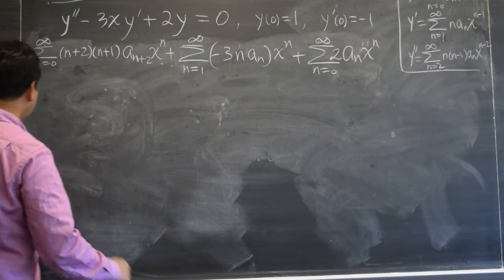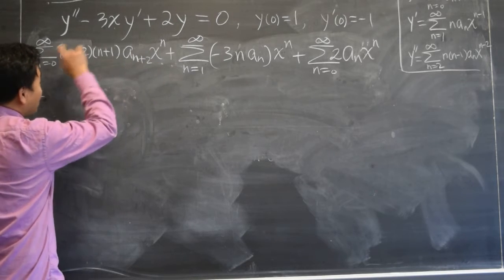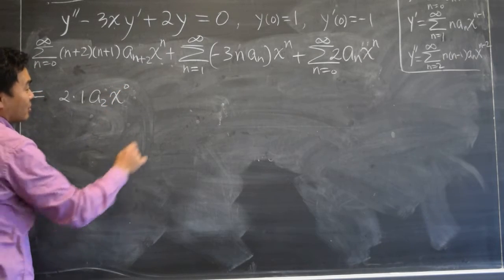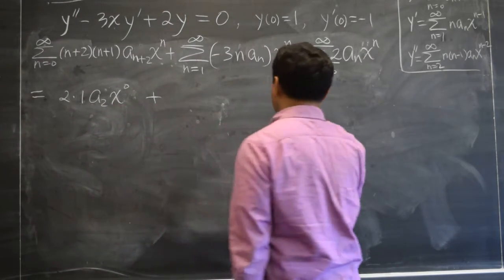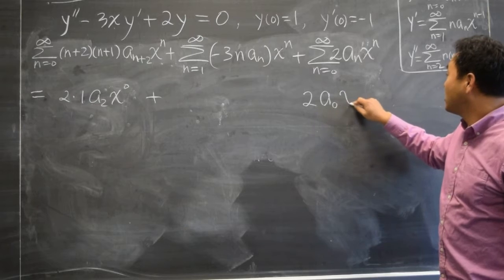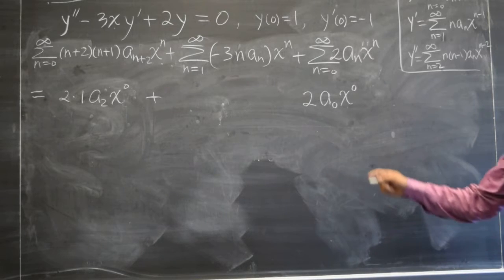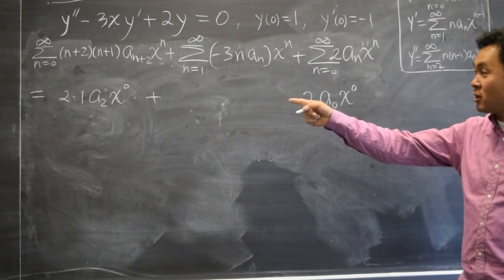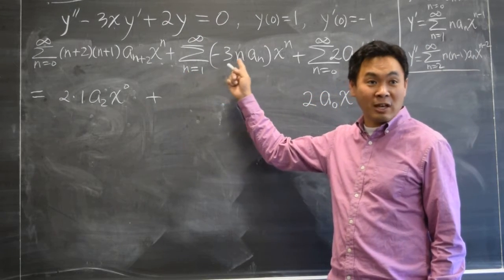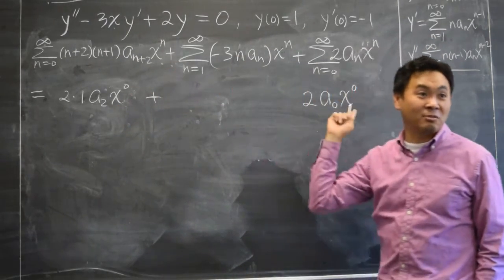So if you actually wrote out the sums, here's what's going to happen. When n is equal to 0, this one is going to produce 2 times 1 times a2 x to the 0th power. This is not going to produce anything at all, right? And this one is going to produce 2a0 x to the 0th power. How's that? Is that good? Yeah, 2a2. Just check that out. I'm right. Okay. This starts at n equals 1, so that doesn't produce anything. But the other ones, the first factory and the third factory, produce something.